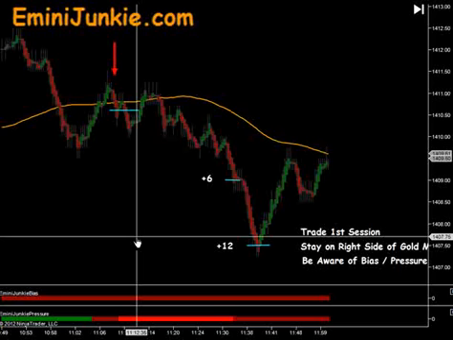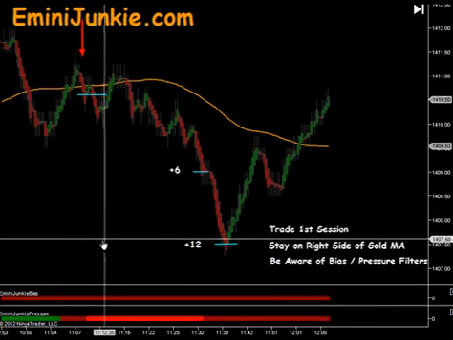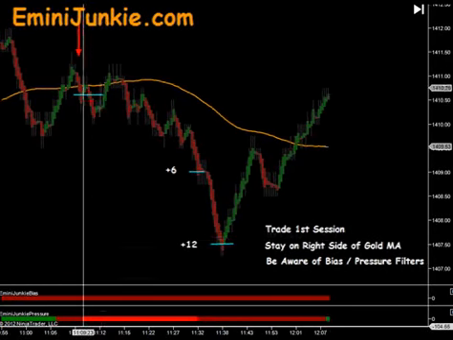So just a quick recap. This is for those of you with the KISS signal tool, and these indicators are available for Ninja for those of you with the KISS tool. We want to trade the first session. That's one of our overall rules. Stay on the right side of the gold line, the gold moving average there. You want to go south when you're below it. You want to go to the long side when you're above it. And be aware of your pressure filters. When they're both in agreement, trade in that direction. So anyway, hope that helps.